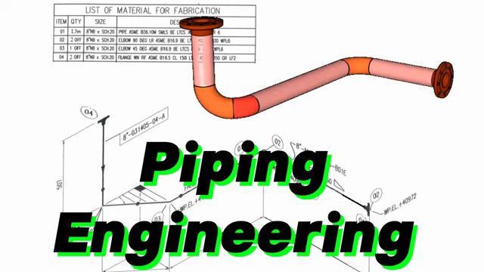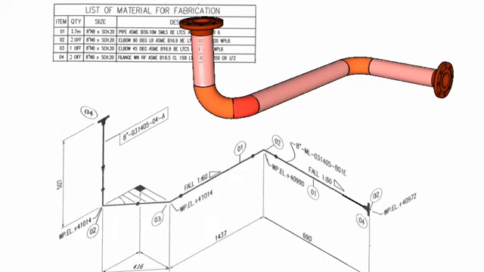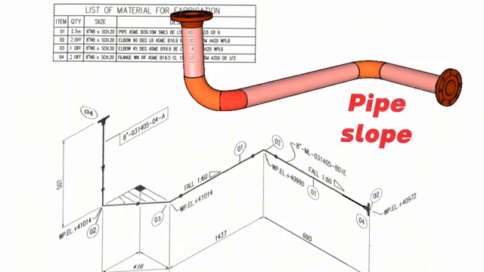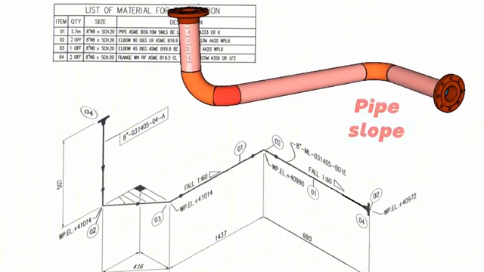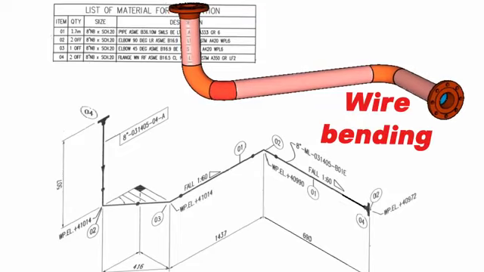We continue our videos about reading pipe isometric drawing. In this video, we'll be showing you how to read bill of materials and how to calculate pipe slope in the piping isometric drawing with an easy method. At the end of the video we will prepare wire bending of this pipeline.